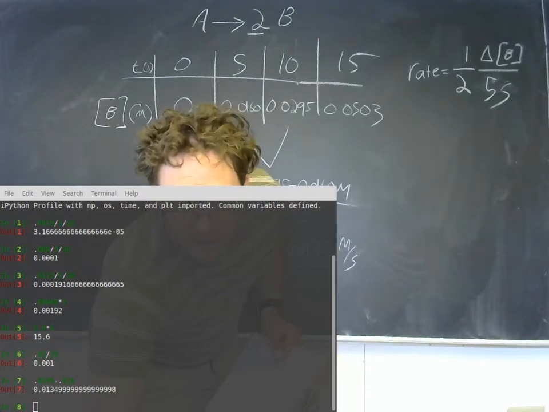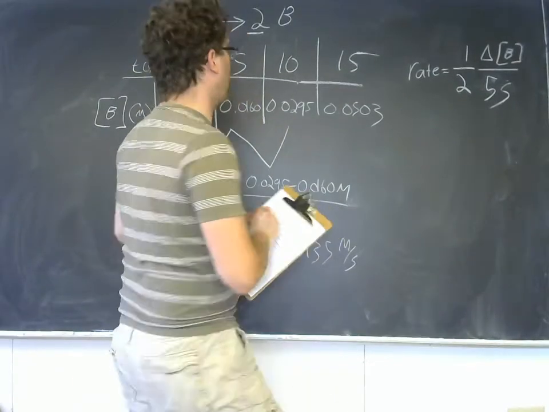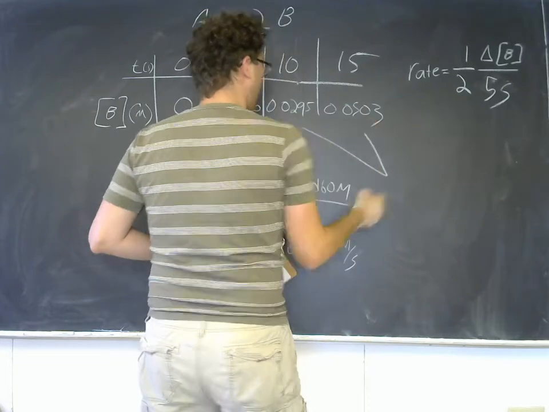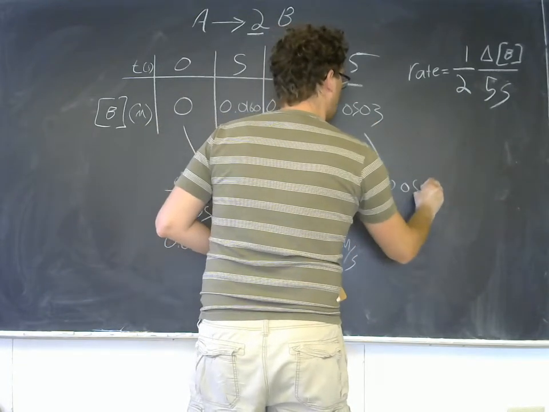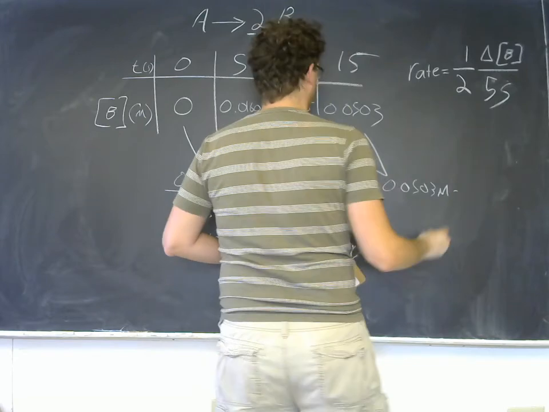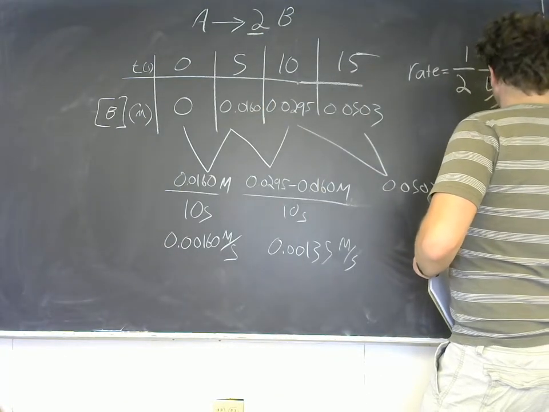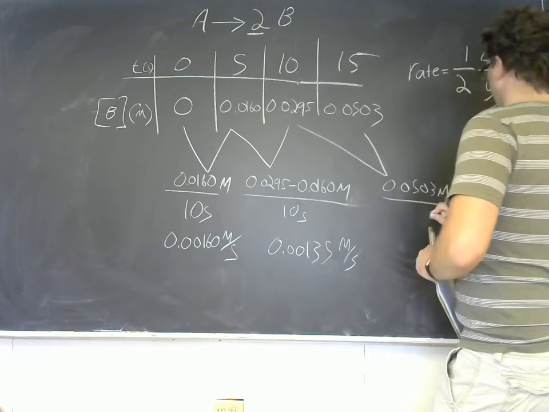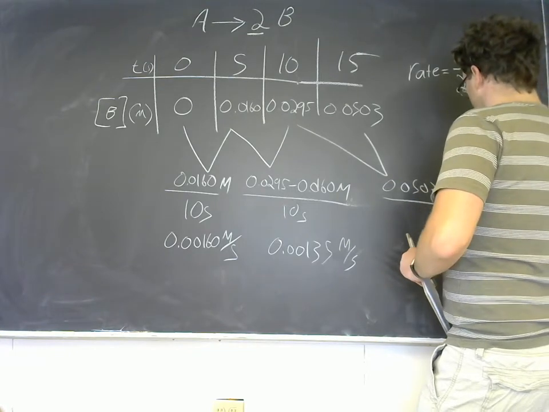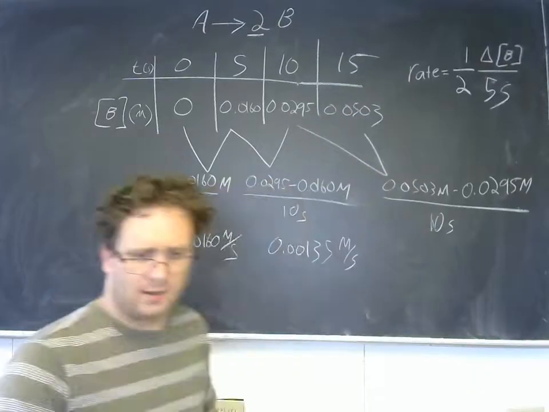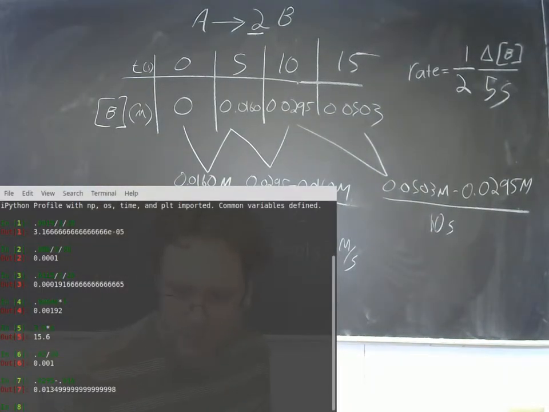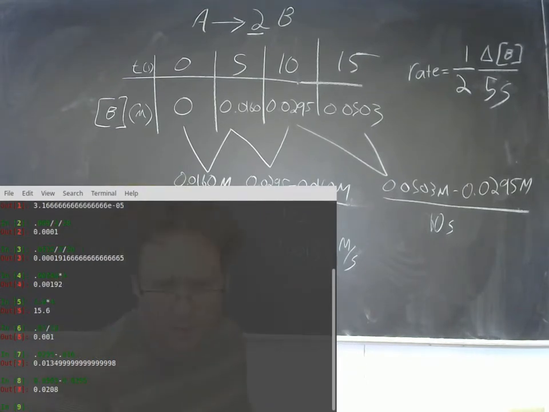And over this final interval, then it'll be 0.0503 molar minus 0.0295 molar, again divided by 10 seconds. 0.0503 minus 0.0295. That's going to be, hold up.